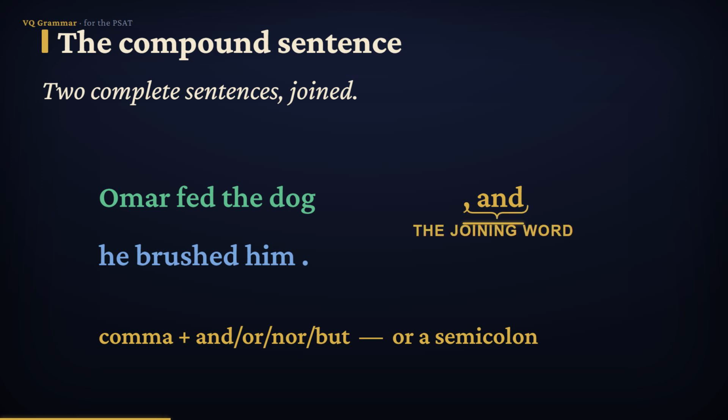The other way is a semicolon. Omar's dog loves to run; Kate's dog prefers to nap. The semicolon does the joining all by itself, no conjunction needed.